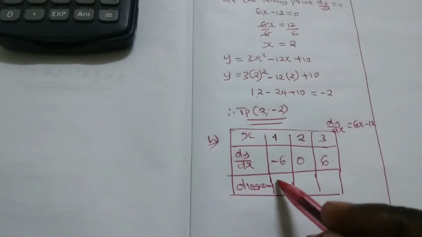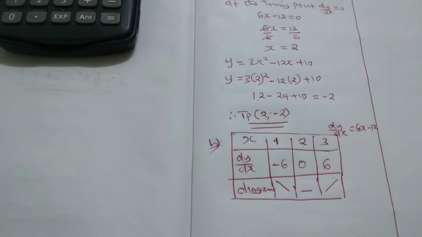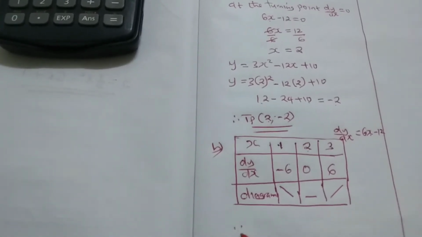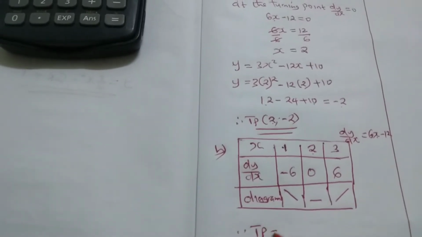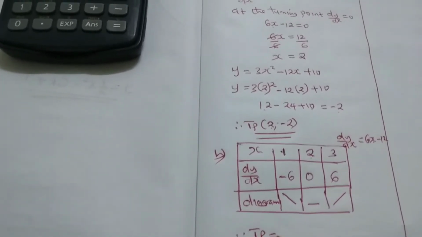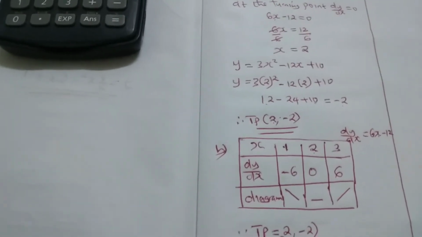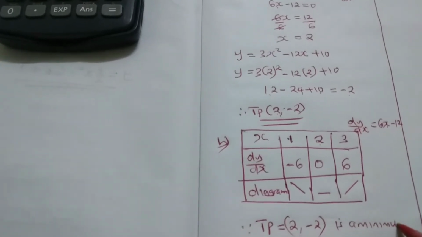You realize the gradient goes from negative through 0 to positive, showing that this point is a minimum point. Therefore, we can simply say our turning point here, (2, -2), is a minima, or simply a minimum point.